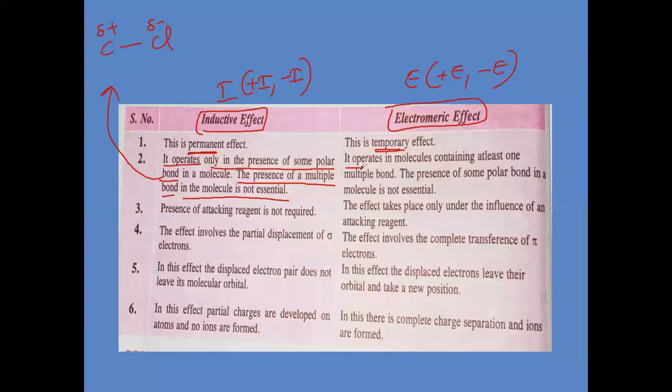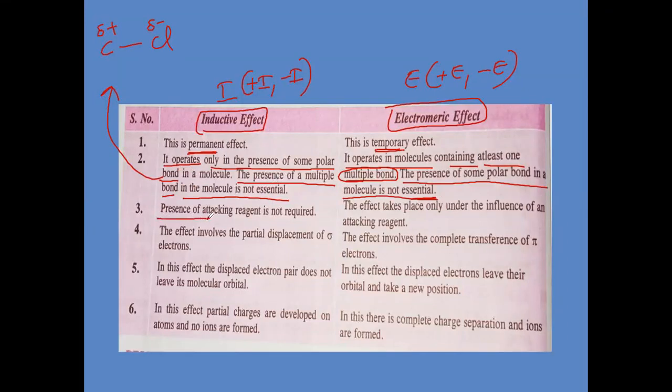Next, the electromagnetic effect operates in a molecule containing at least one multiple bond. Here a multiple bond should be present. The presence of a multiple bond is essential here. So the presence of some polar bond in the molecule is not essential. Here a polar bond is not necessary, but a multiple bond is necessary. There, a polar bond is a must, but a multiple bond is not necessary.